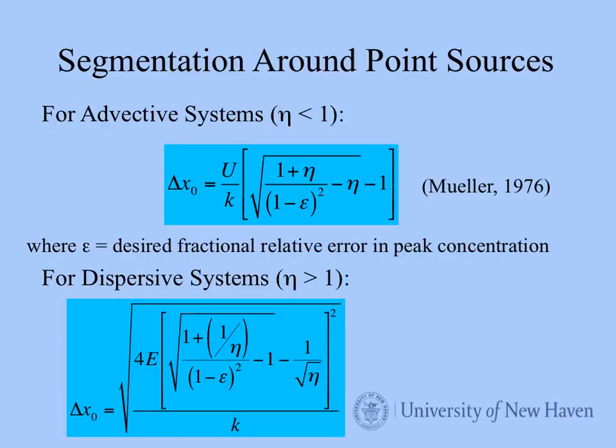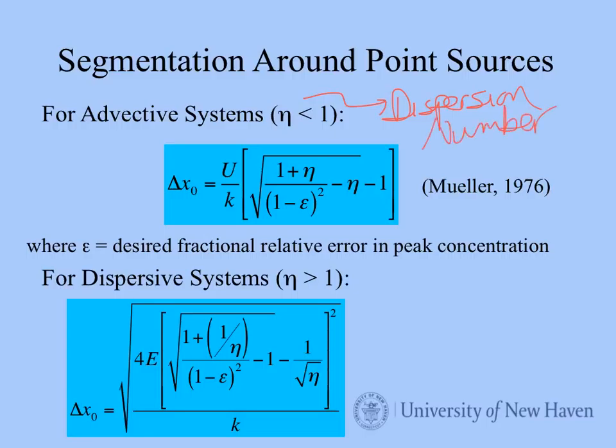Moeller in 1976 developed some expressions that can be used for estimating what the length of the segment should be surrounding a point source. And he did this for advective and dispersive systems based on the dispersion number. So eta here is the dispersion number that we've already talked about.